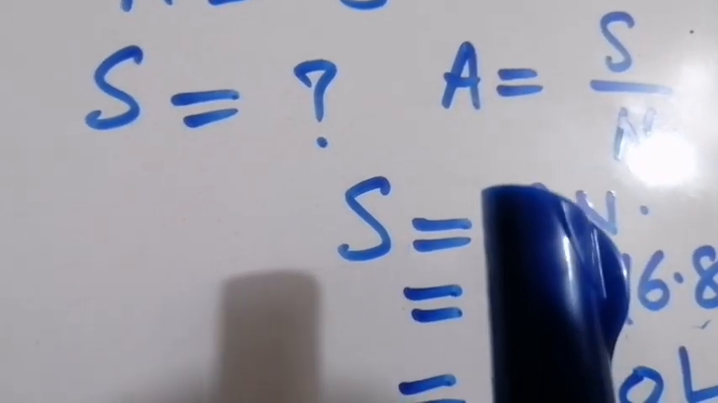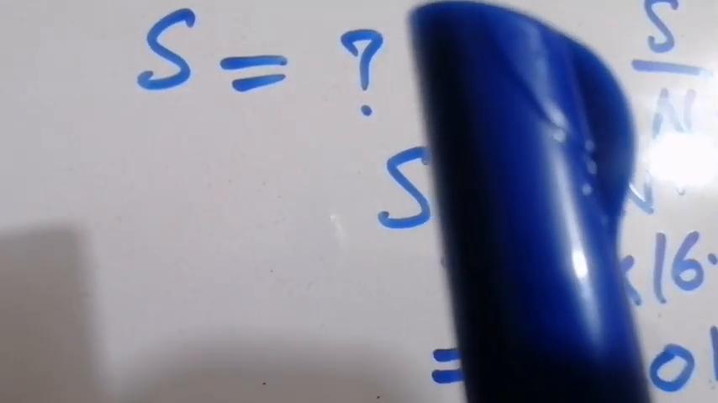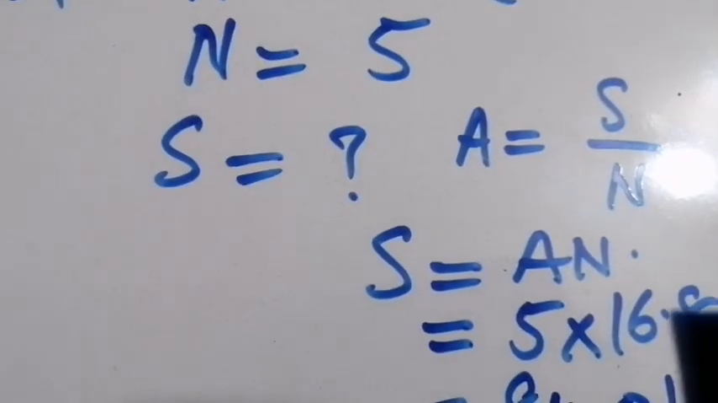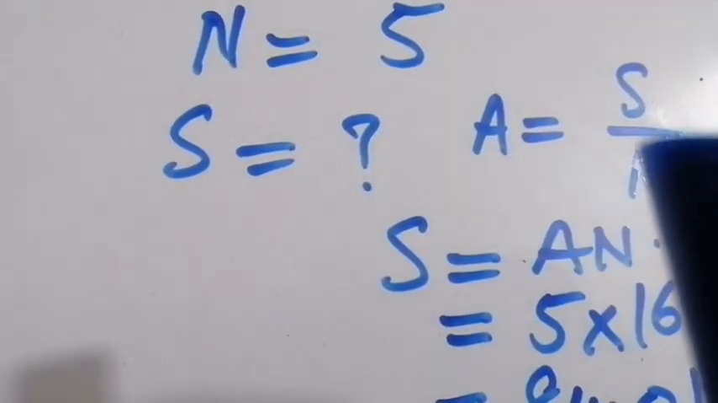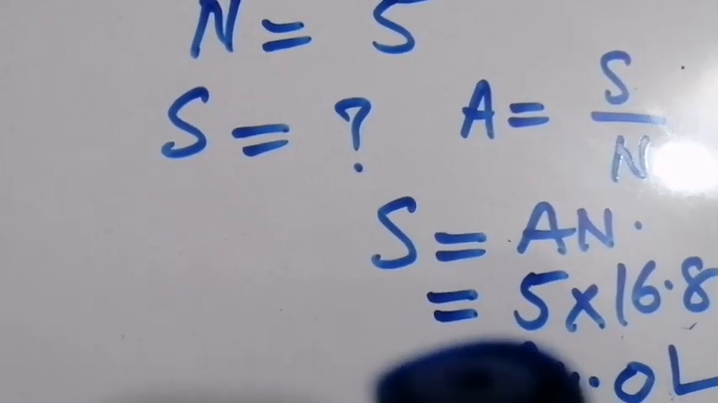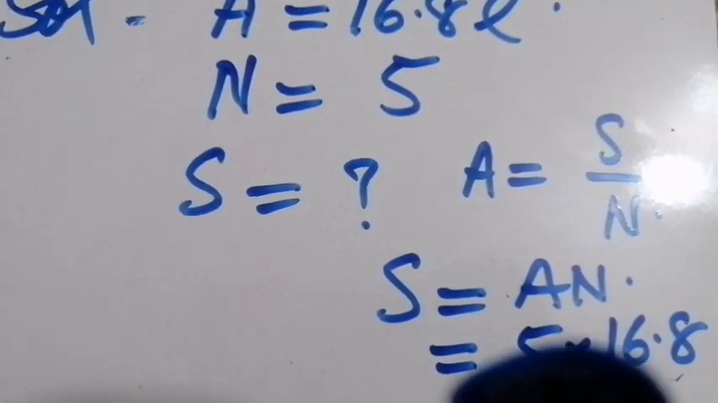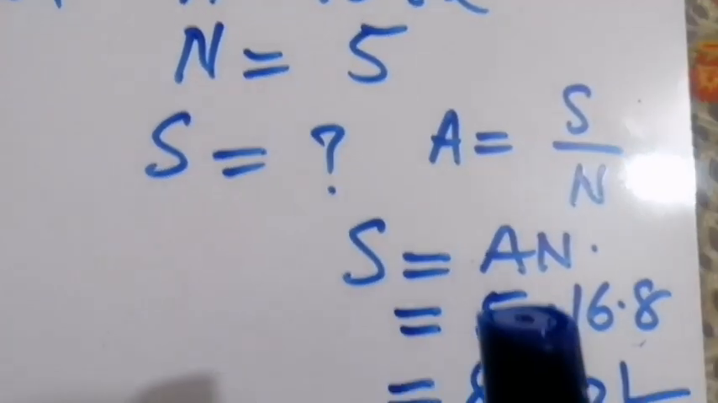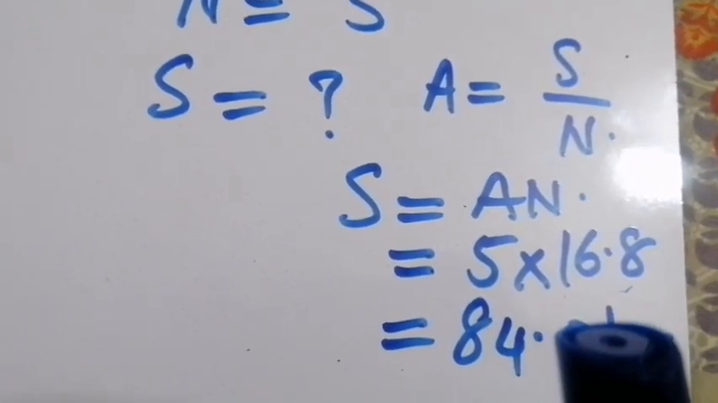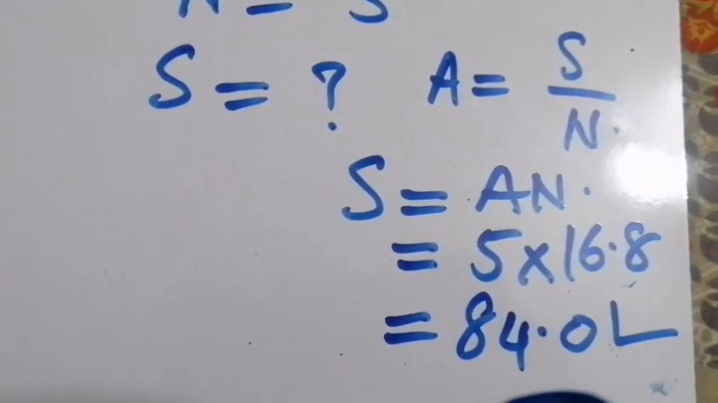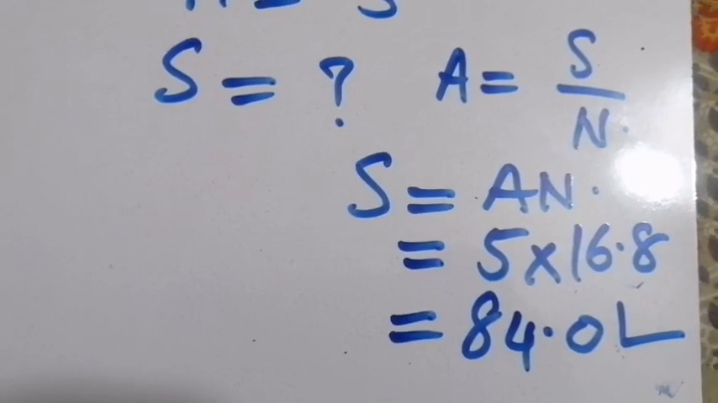So what we will do, we will multiply N over here and N over here. Here N will be finished, and we will get only the S. S is equal to A into N. So S we have to find out. A is given as 16.8 and the number is given as 5. So when we multiply 5 by 16.8, we'll get 84 liters. So the answer of this question is 84 liters.